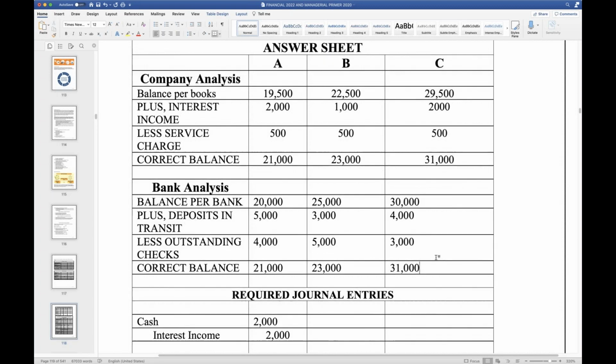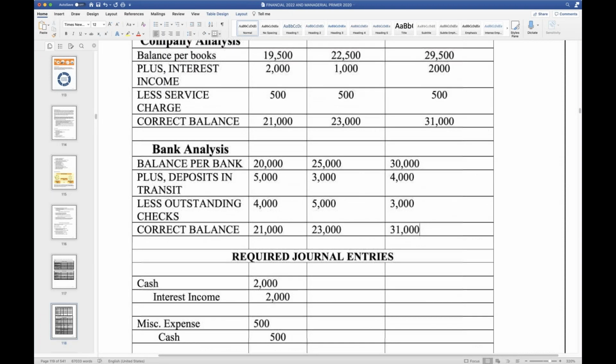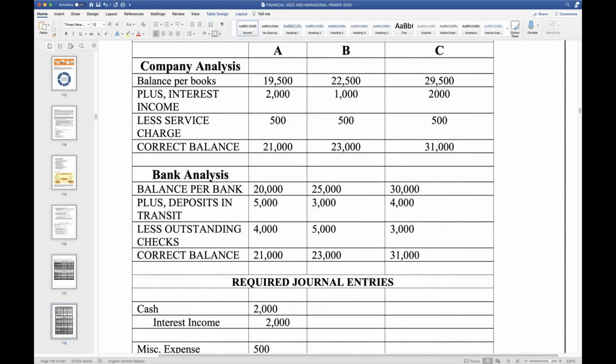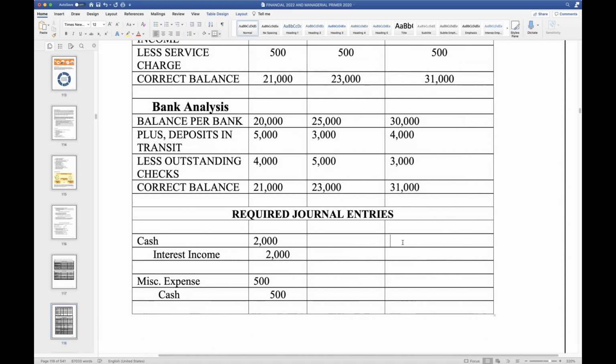You also have to make journal entries, and the company is making these journal entries because it doesn't have these items. And so for the interest income, it would make that entry, debiting cash and crediting interest income because the bank gives that income to them. And they don't have it recorded. They have to record it and post it. And then the service charges by the bank. That entry has to be made also.